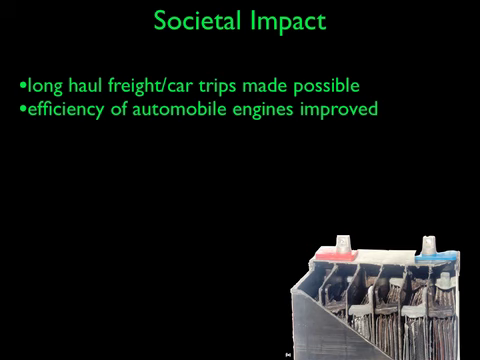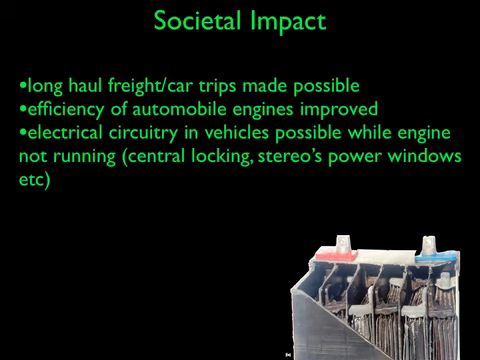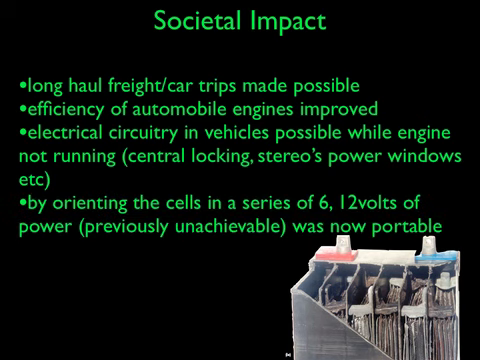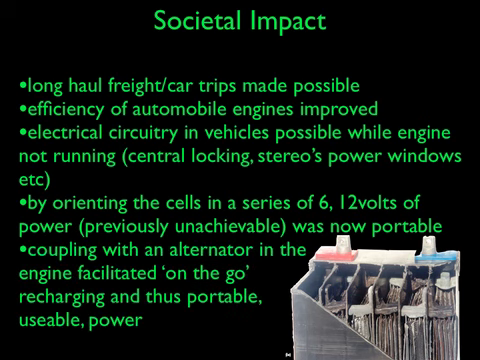It means that the efficiency of the engines was improved and electrical circuitry was possible, whereby things like central locking, power windows, stereos can still work when the engine is turned off as we draw on the battery power itself. By setting the cells in a series of 6, you can get 12 volts of power, which was previously unthought of when we had only the 1.5 volts available from the dry cell.